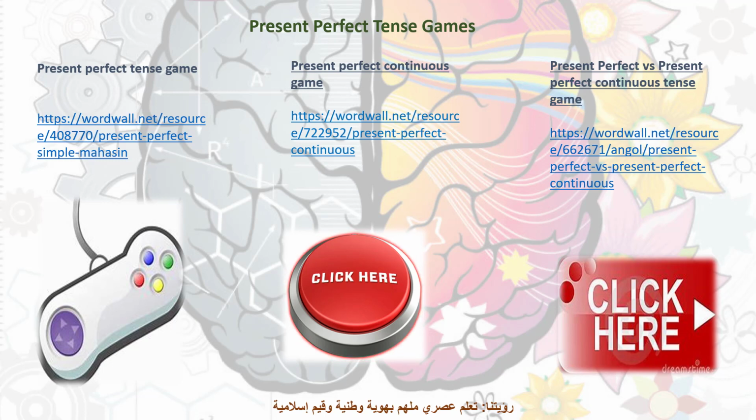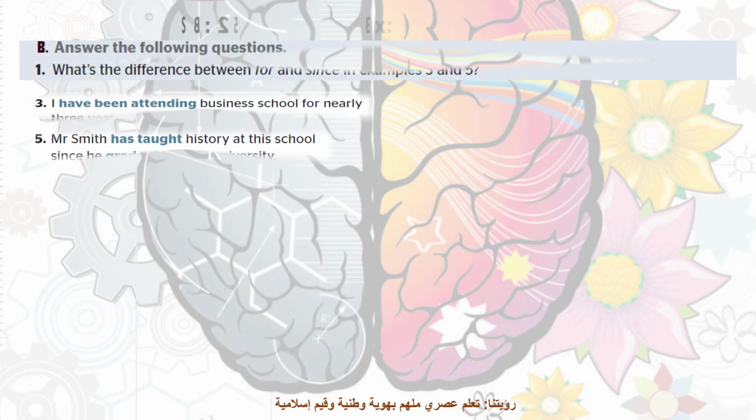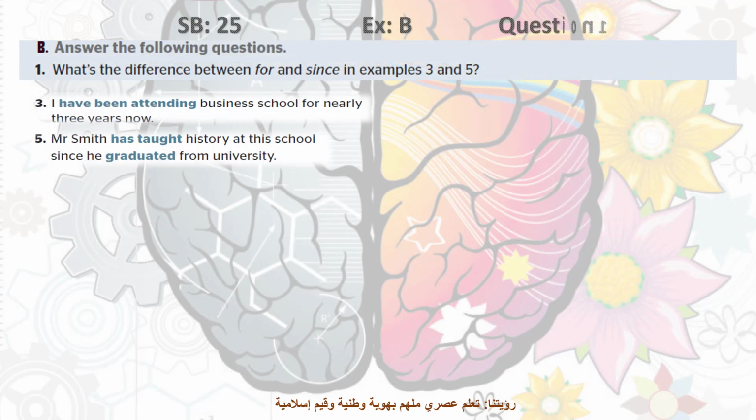Now it's time to move to exercise B. Exercise B is divided into 3 parts with 3 questions. Question number 1. What's the difference between for and since in examples 3 and 5? Before answering the question, please watch the video and take notes.